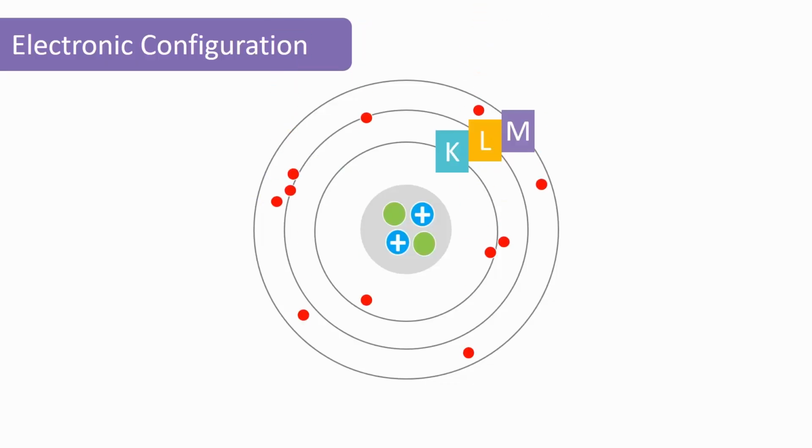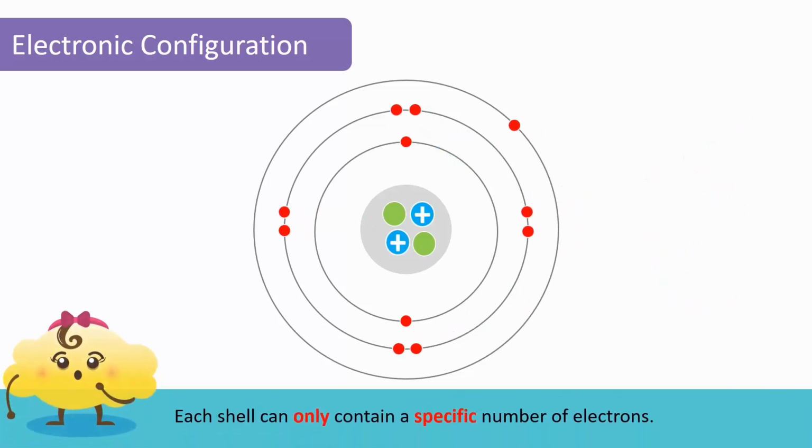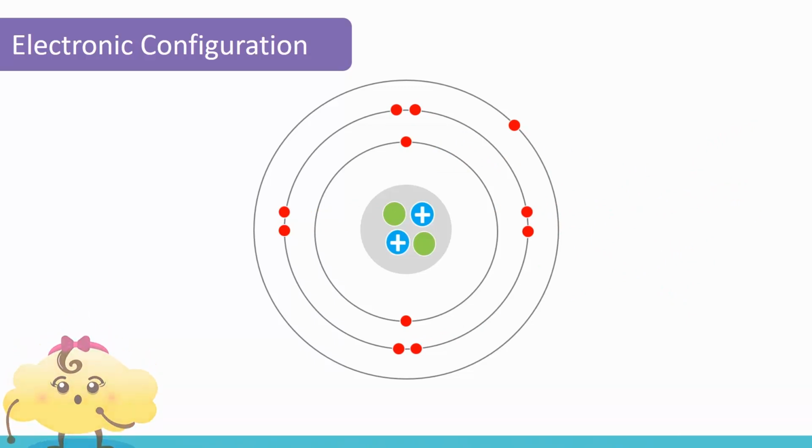Electrons are not arranged randomly in these shells. They start by occupying the shell closest to the nucleus, which is the K shell. Once the K shell is full, the electrons fill up the next one, and so on. Each shell can only contain a specific number of electrons.